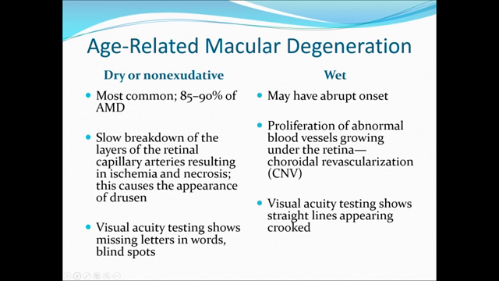The wet macular degeneration, this is the proliferation of abnormal blood vessels, and it's the excess blood vessels and fluid in there that causes the distortion with the vision.